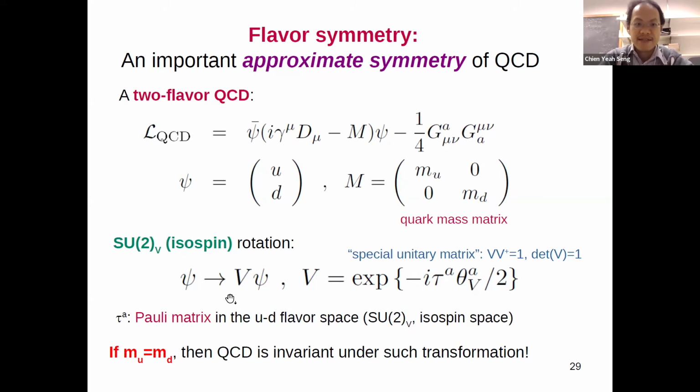Now it turns out that if m_u equals m_d, namely the up and down quark masses are the same, then this SU2 rotation will leave the Lagrangian invariant, because this is a matrix proportional to the unit matrix. Therefore, the V dagger here and the V here will cancel each other, because by definition, a special unitary matrix means U U dagger equals U dagger U equals 1. But if the mass of the up quark and the mass of the down quark are not equal, then this rotation will not leave the Lagrangian invariant.